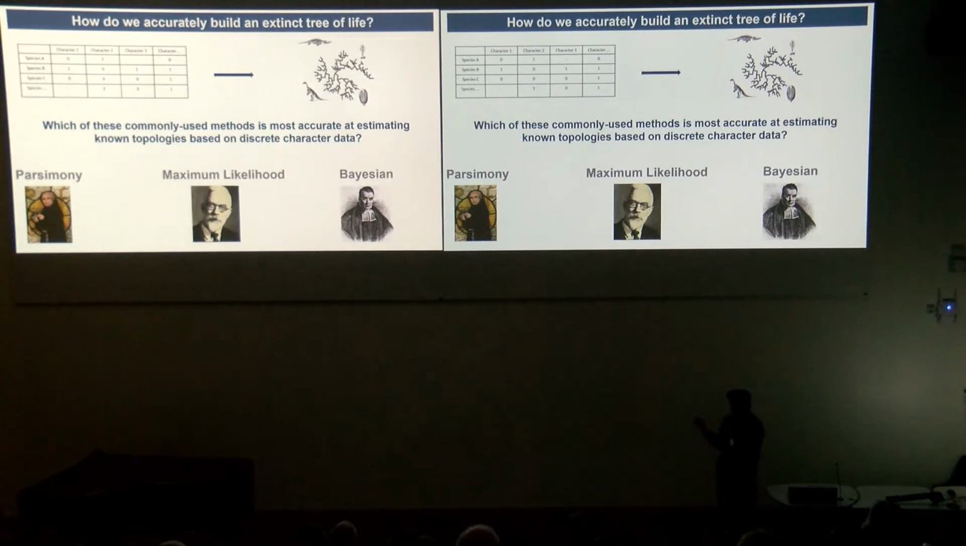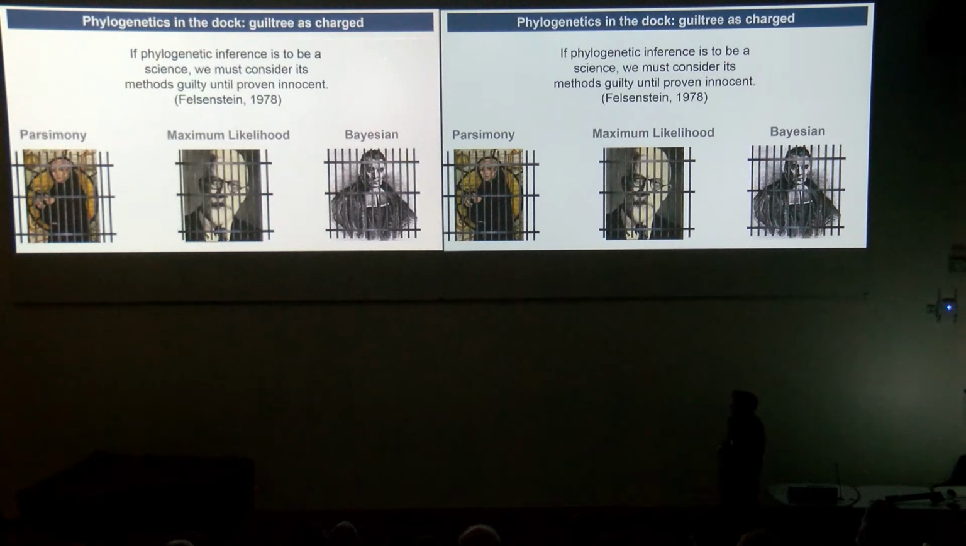And there have been a number of different methods proposed to analyze these data. What I'm going to talk about today are broadly these three methods: parsimony, maximum likelihood, and Bayesian approaches. And what we're doing here is looking at all of these approaches in turn and seeing which is the most accurate. And we're assuming a priori that they're all wrong, essentially.